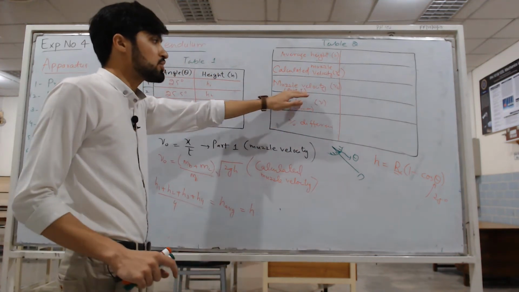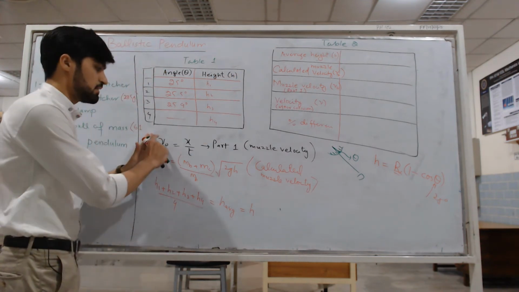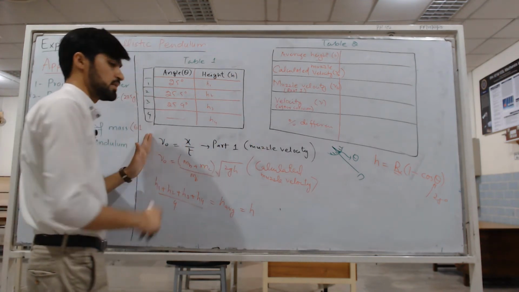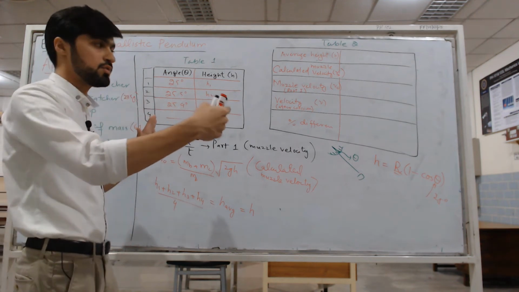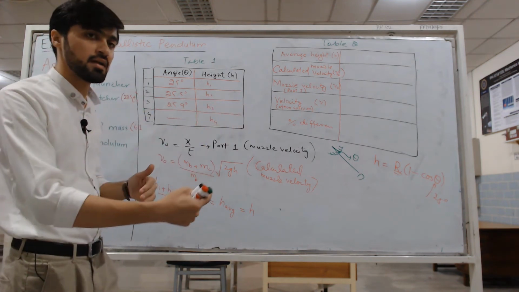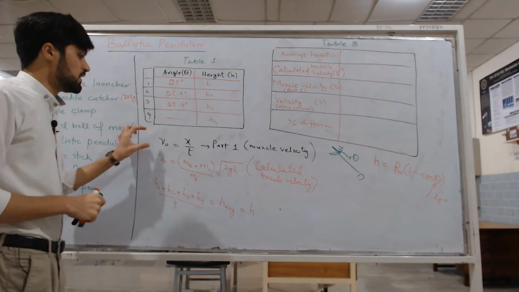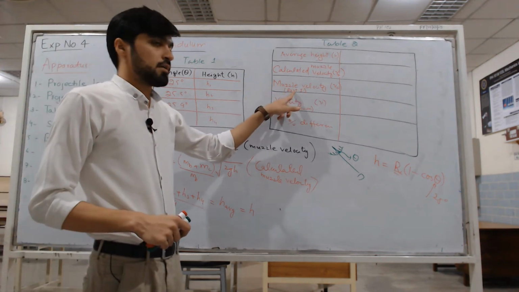Now the muzzle velocity from part 1. So this is the muzzle velocity from part 1. The trials of part 1, 2, 3, 4. You have to take some trials, then the average. We have discussed it. So you will get the muzzle velocity for part 1.